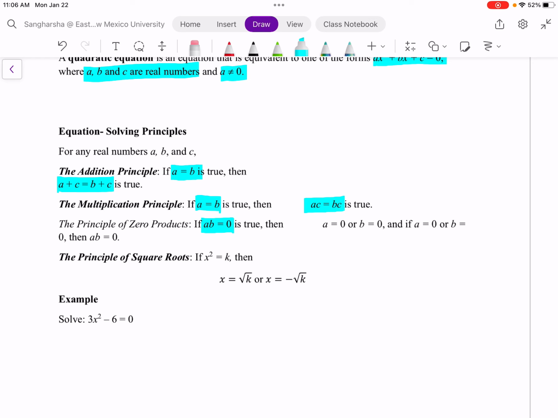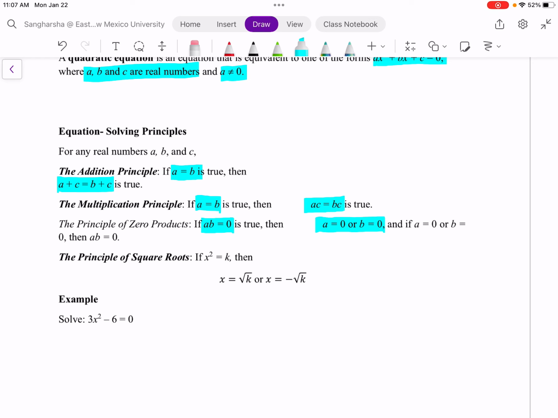You have two numbers and their product is equal to 0. What does that mean? At least one has to be 0, right? Both can be 0 as well. So if you have a times b equals 0, then a has to be 0 or b has to be 0. At least one number has to be 0 in order to get a product of two numbers equal to 0. This is the one that we will be using to solve the equation.